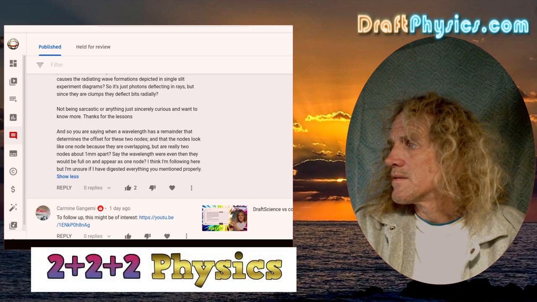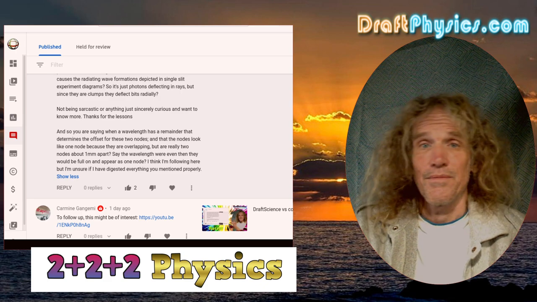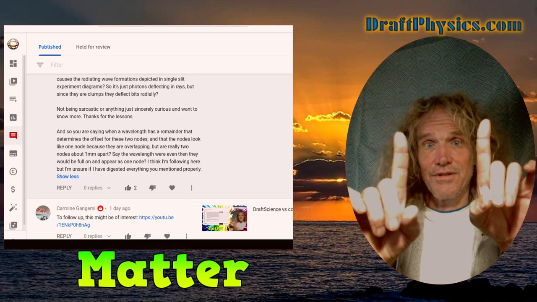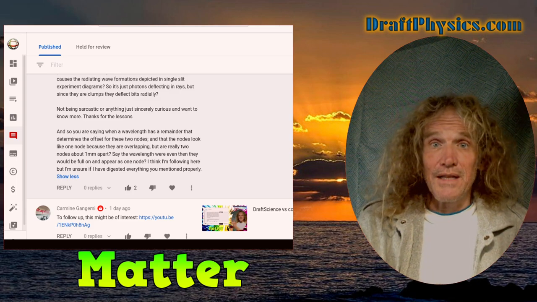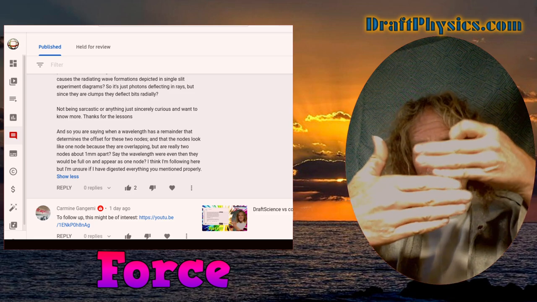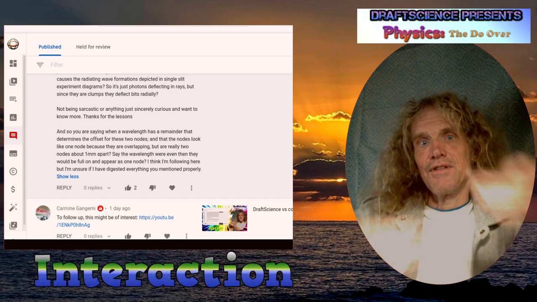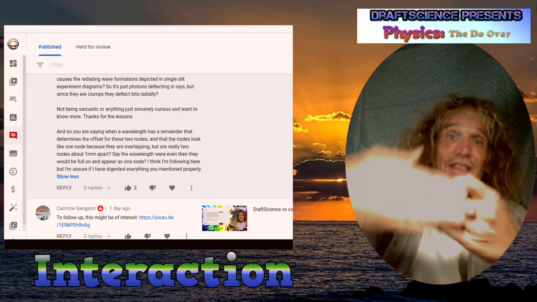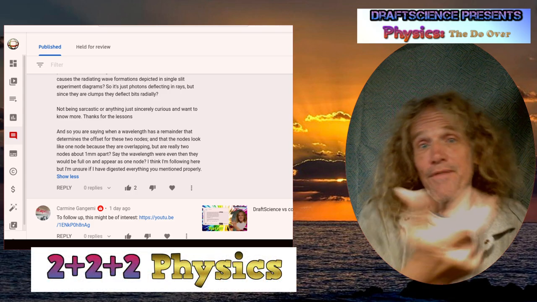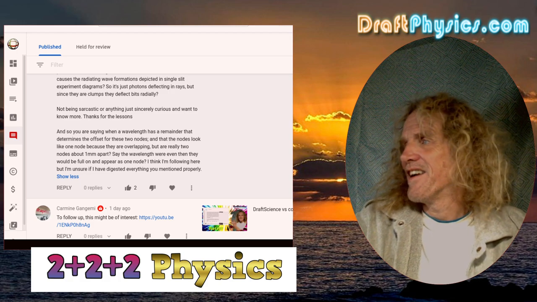Okay. Say the wavelength were even, then they would be full on and appear as one node. Well, no, they won't, because they're separated by a millimeter, and that's just telling you where the centers will be. So the centers are already a millimeter off, so it can't really completely overlap. So it'll be a little bit bigger than a full node, because its two halves are going to overlap, and you still have this half and this half. So you still have three halves. You have the two halves that overlapped, and you still have this half over here and this half over here. So you're already going to have something that's more than one and a half, because you have three halves. Yeah, you do. All right.